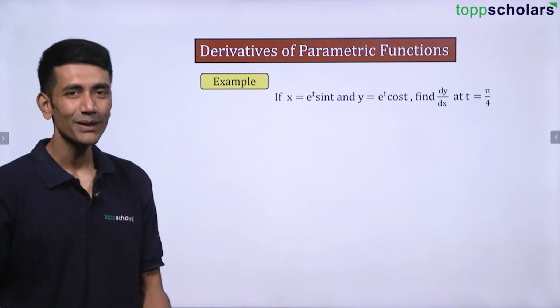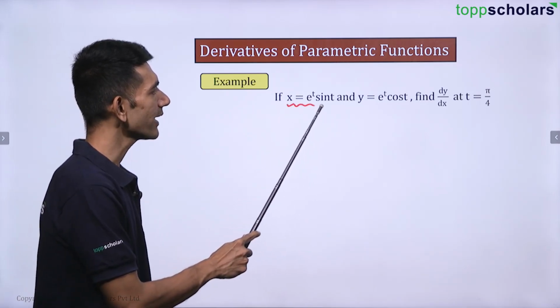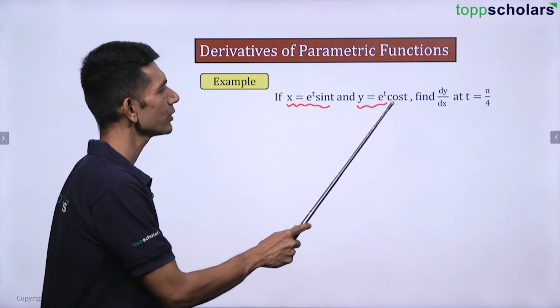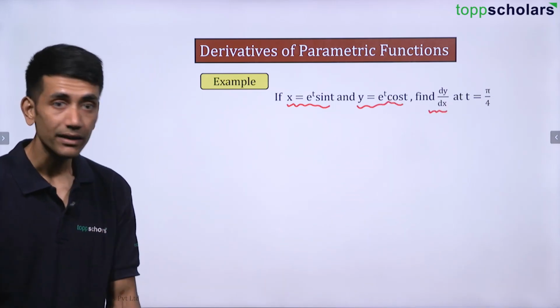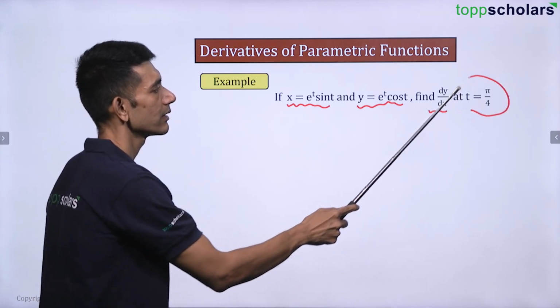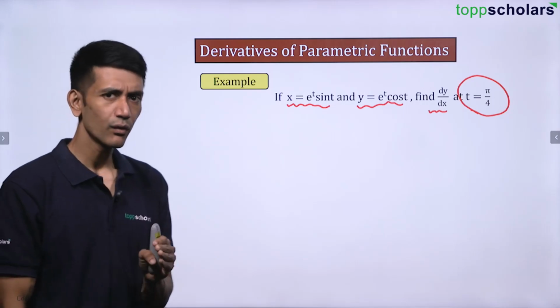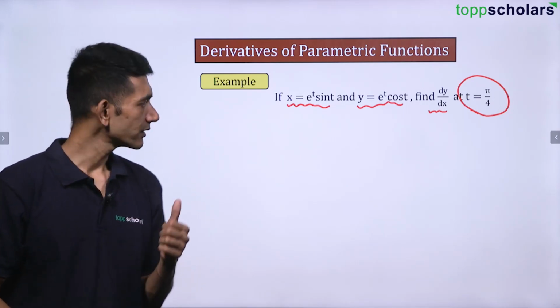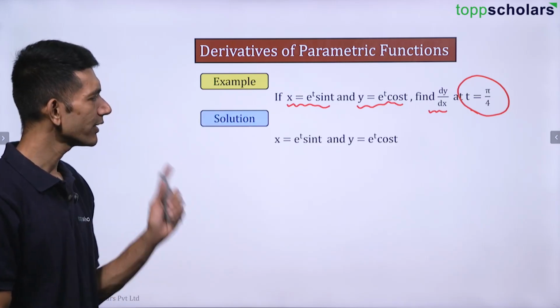Now, slightly complicated example, but interesting. X is given e raised to t sin t, y is given e raised to t cos t. We are supposed to find out dy by dx at the value of t as pi by 4. Okay, forget about that. Let us focus only on applying the parametric functions, that is dy by dt and dx by dt first. This is already given.